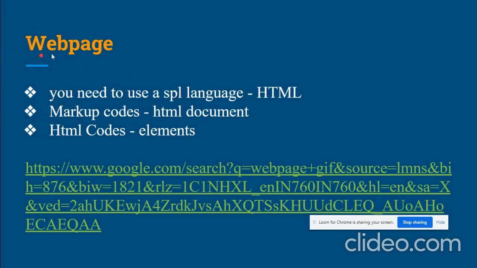So to create a web page, you need a special programming language which is called HTML. What is the full form of HTML? Expansion of HTML: hypertext markup language. That is very important. Make a note of it. Hypertext markup language. So HTML document is also called markup codes. It is also called markup codes.